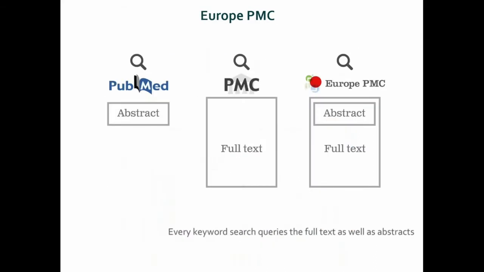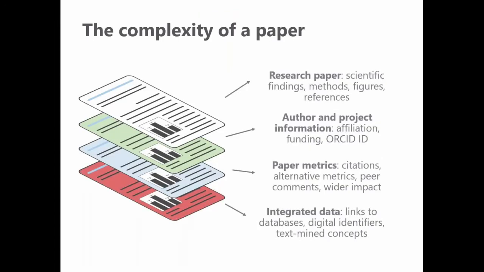What is the difference between PubMed, PMC and Europe PMC? The main thing is Europe PMC hosts both abstracts and full text articles, which means you don't need to go to two different sites for searching. Any query would essentially search both full text and abstracts. And in general, Europe PMC is very conscious about the complexity of a paper.